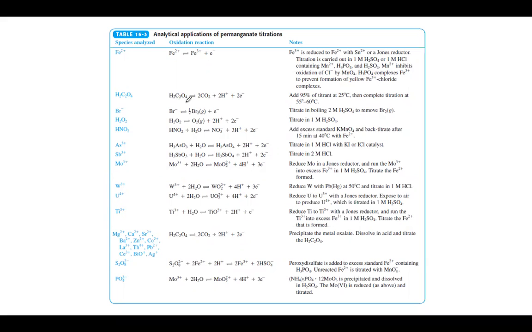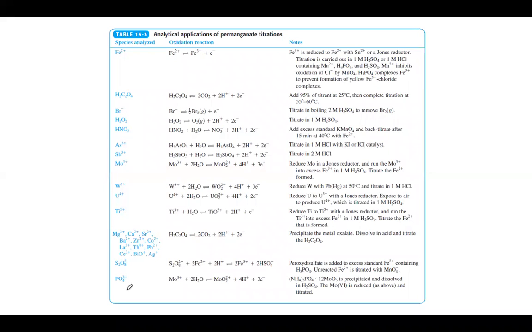So this is the standardization with sodium oxalate, but this is oxalic acid. So it can oxidize oxalic acid to give CO2, some protons, and some electrons. We can also react with bromide, with hydrogen peroxide, nitrous acid, arsenic 3 plus, tin 3 plus, molybdenum 3 plus, tungsten 3 plus, erbium 3 plus, titanium 3 plus, and various other ions here, generally needing to be standardized with oxalate in this case, so that we form the complex.